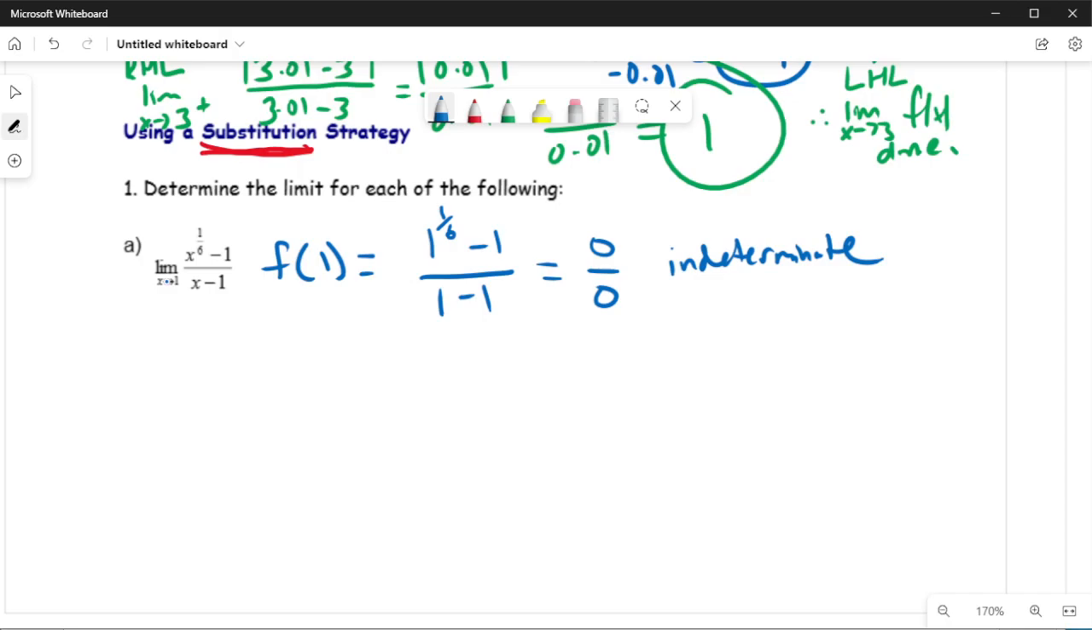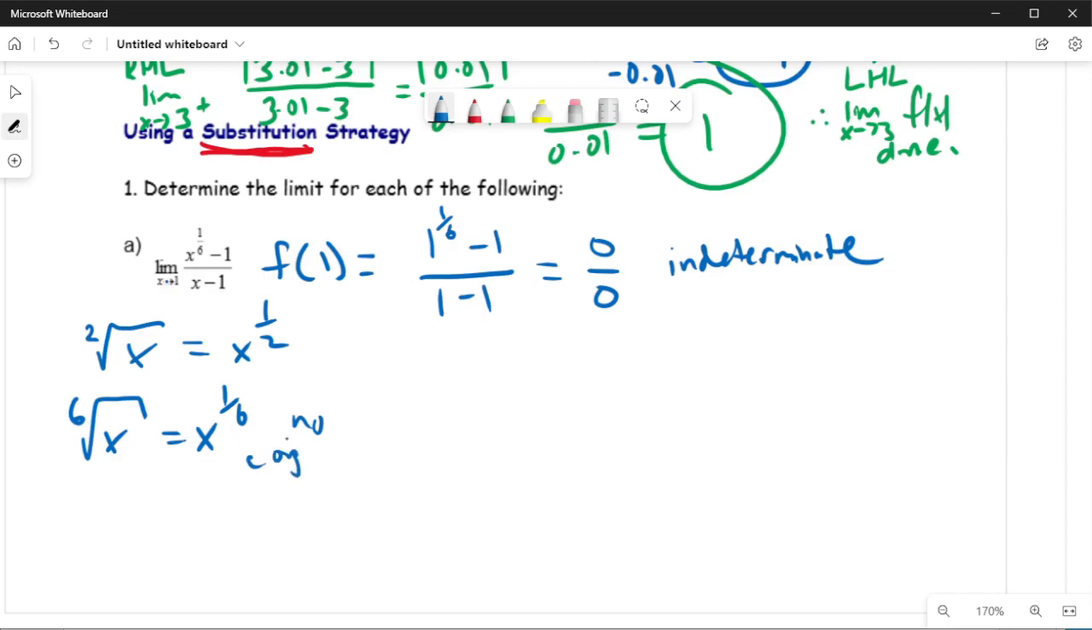Now, the issue with this one is that I don't have a rule for dealing with the power of 1/6. Our conjugate works for square roots, and remember a square root is like x to the power of 1/2, whereas a 6th root is x to the power of 1/6. I don't have a conjugate for this.